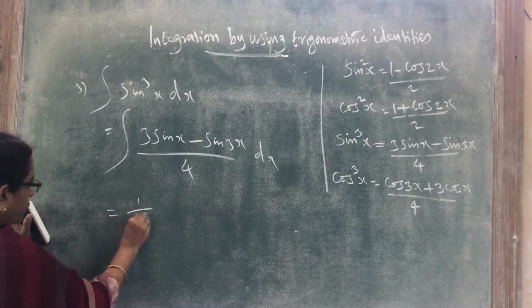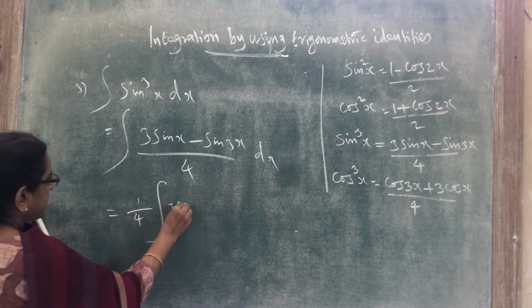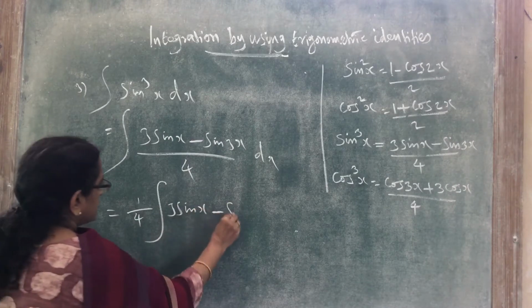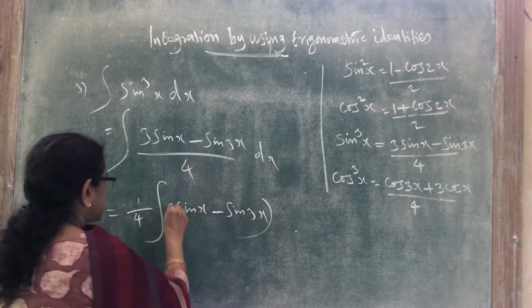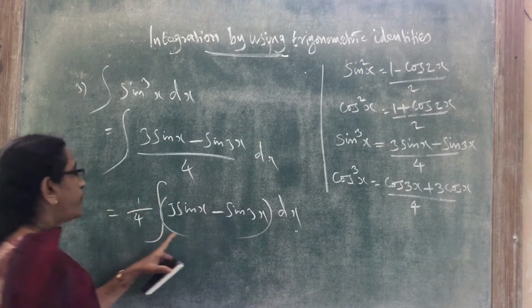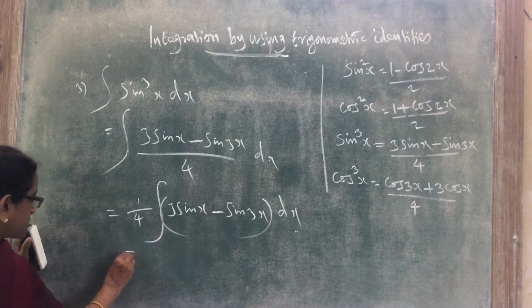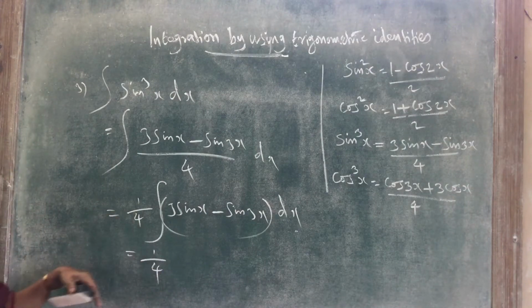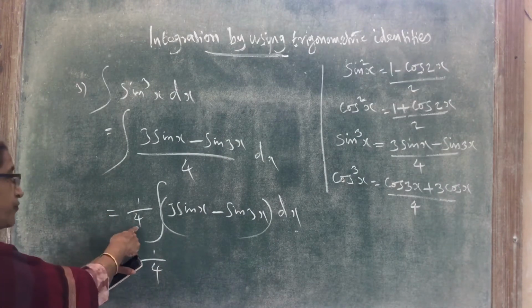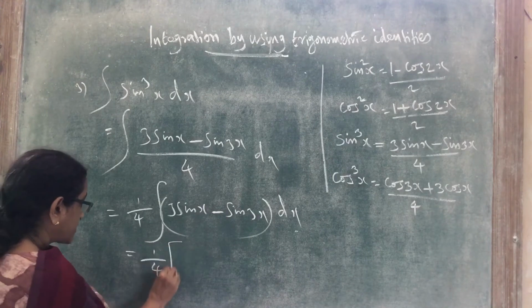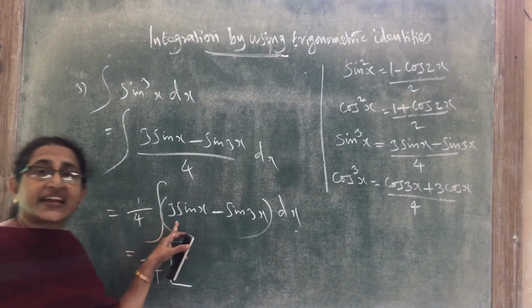So 1 by 4 into the integral of 3 sin x minus sin 3x dx. So 1 by 4 is taken outside. So now we can do the integration directly. 1 by 4 into, now put the bracket because 1 by 4 is common for both the terms. Then write the integral of 3 sin x.